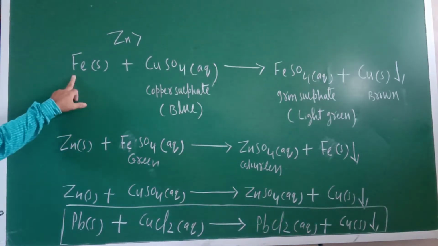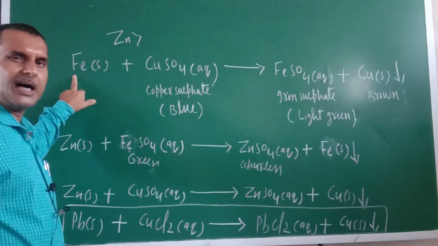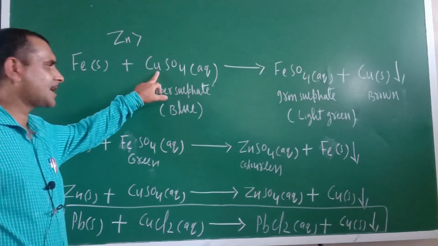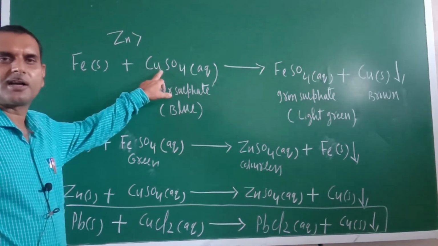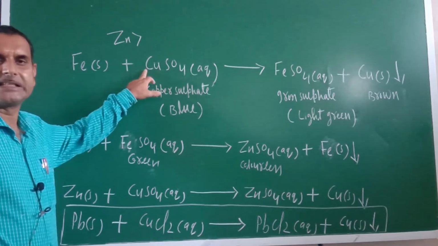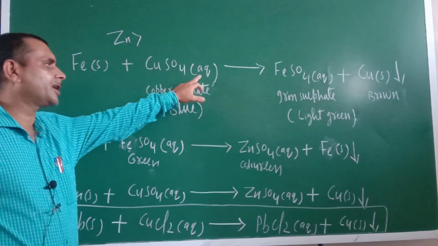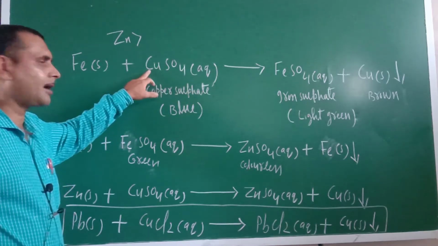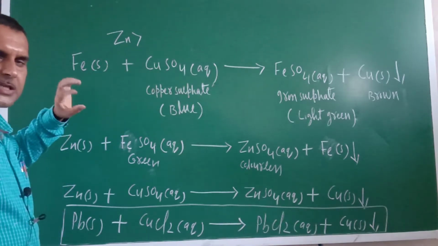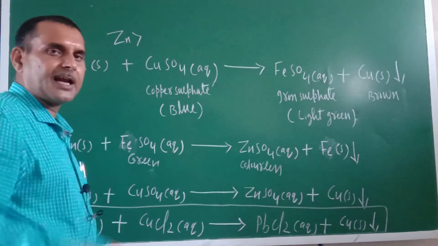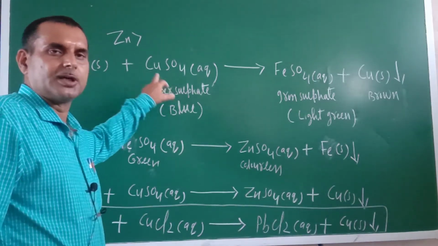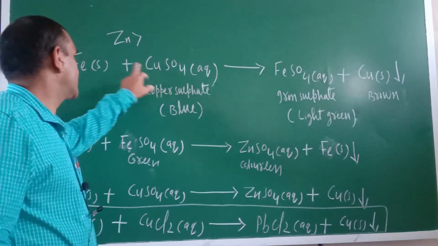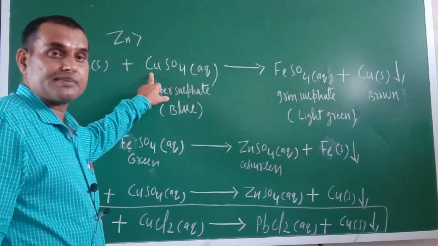Just see, this is iron. And this is copper sulfate solution, the salt of copper. I wrote here aqueous, which means it is a salt solution of copper. If you see the reactivity series, iron is more reactive than copper. So from this salt solution, iron will displace the copper.